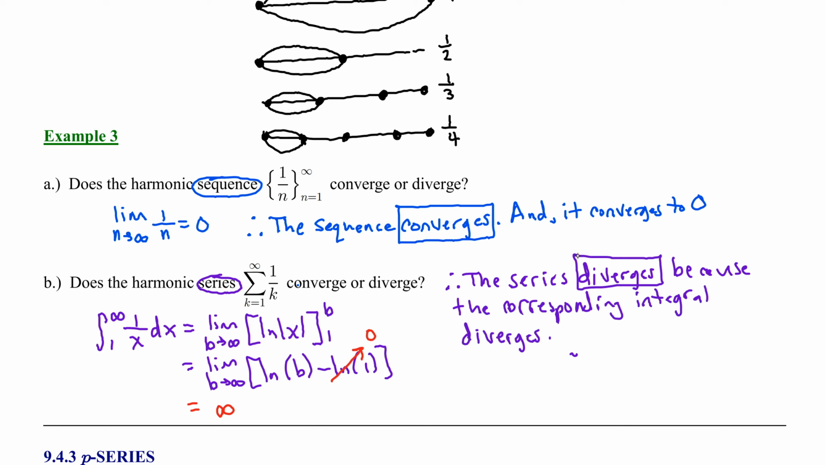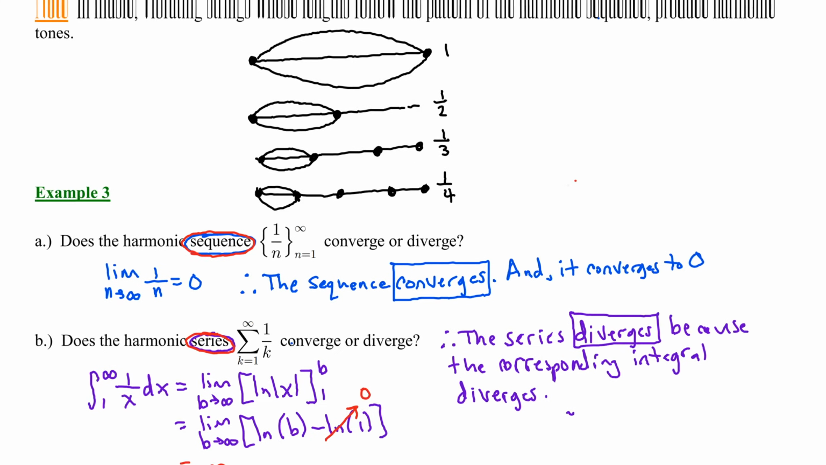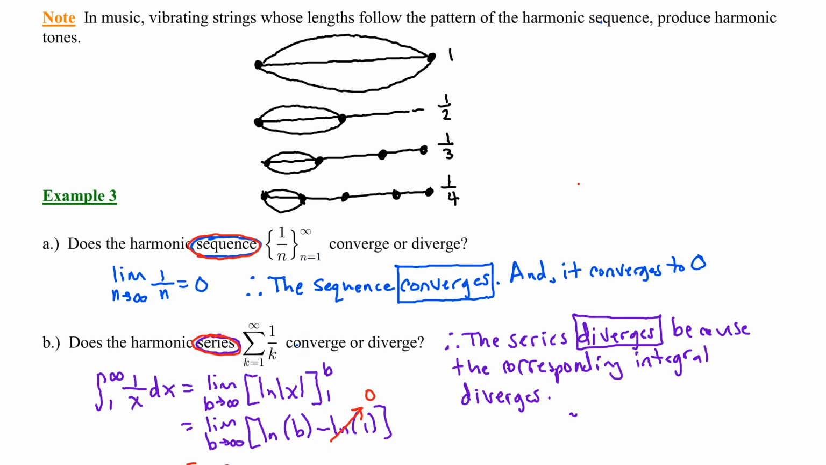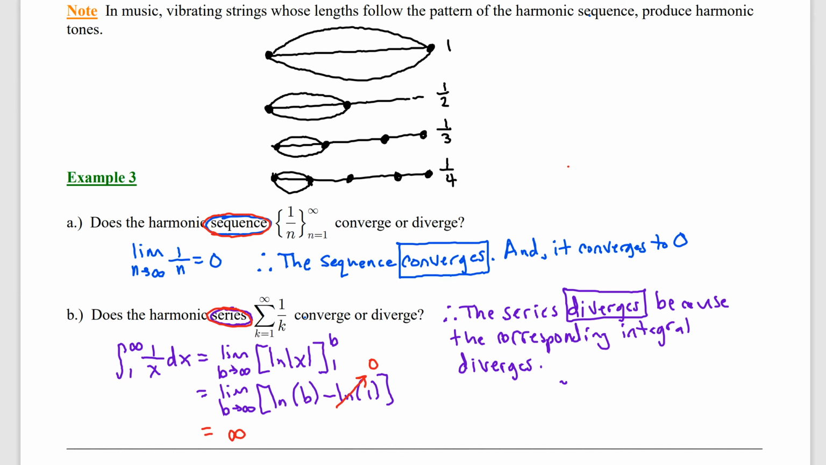So draw back out of these details and see the big picture. The sequence, the harmonic sequence, converges, and it converges to 0, and we know that because the limit at infinity is 0. However, the harmonic series diverges, and we know that because the corresponding integral diverges. So you have a divergent series based on a convergent sequence. That's pretty profound and interesting. All of this related to the tones that you produce from vibrating strings in music. Pretty interesting. Hope you enjoyed that.